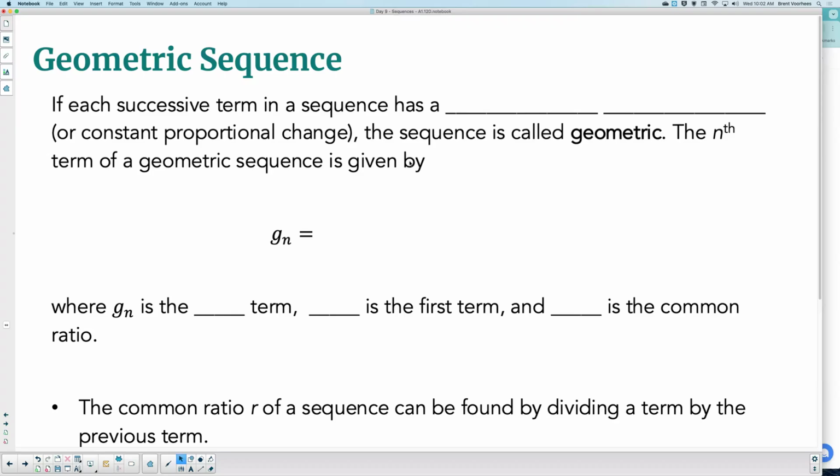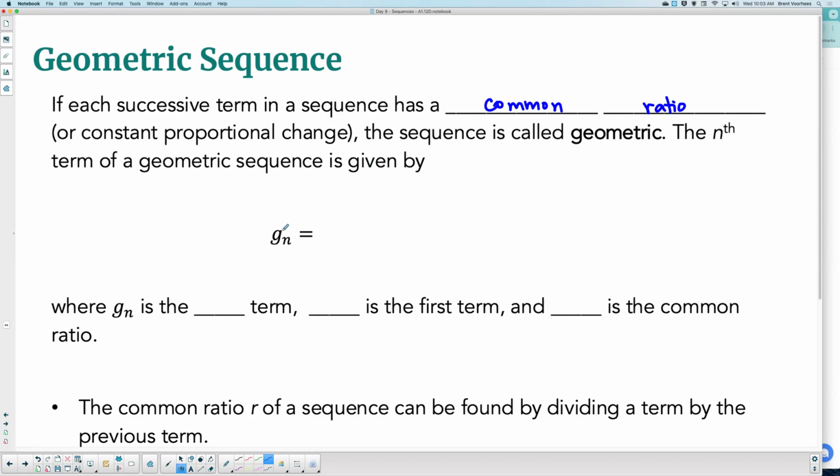Now let's take a look at geometric. If each successive term in a sequence has a common ratio, so it was a common difference for arithmetic, for geometric, we call it a common ratio. If each has a common ratio, which means a proportional change, this sequence is called geometric. This means it's multiplying. Multiplying.